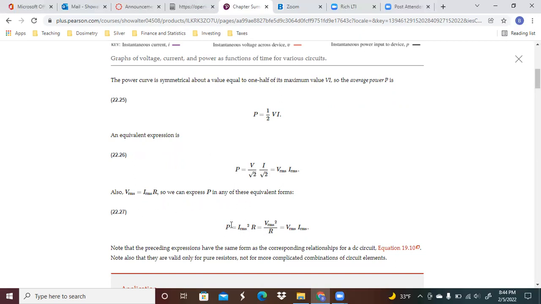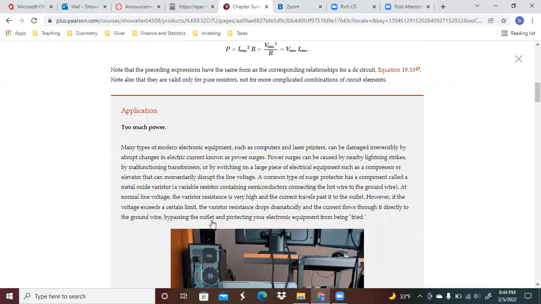So you can express power here in terms of I squared R. If I is the root mean square, you can represent that as the voltage of root mean square squared divided by R, or this. In many cases, it depends on what bit of information you have available to you at that time.